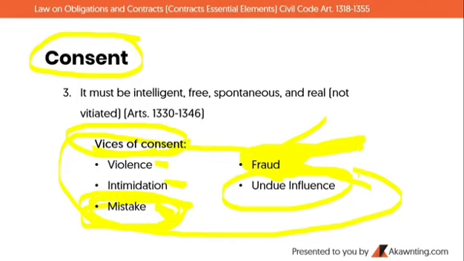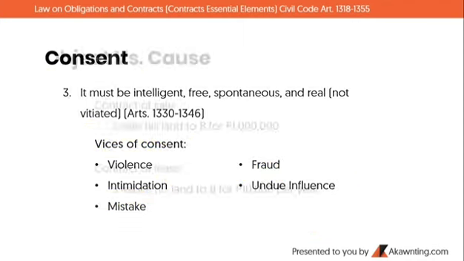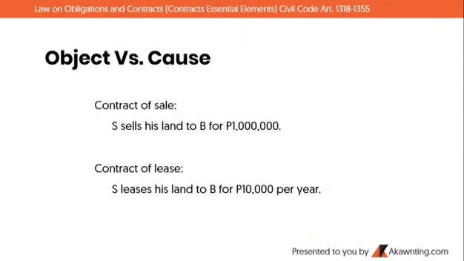Okay? So, those are the overview ng different vices of consent natin. Pero, later on the part of voidable contracts, i-detail po natin yan. Okay? So, let's move on to objects and cause. Okay, so, ayan. Ano nga ba ang object at cause? Kasi baka may mga nalilito pa rin kung ano nga ba ang object at ang cause.